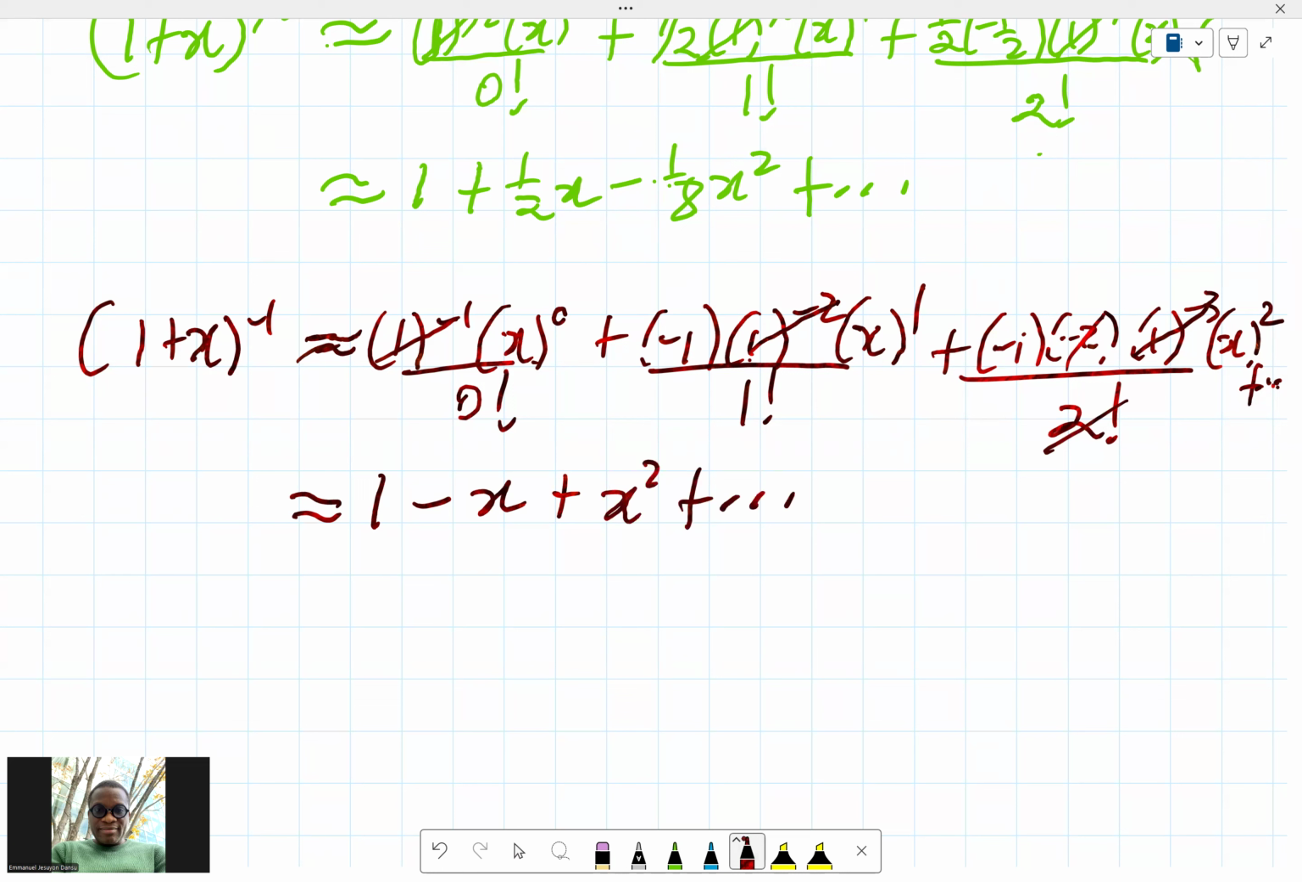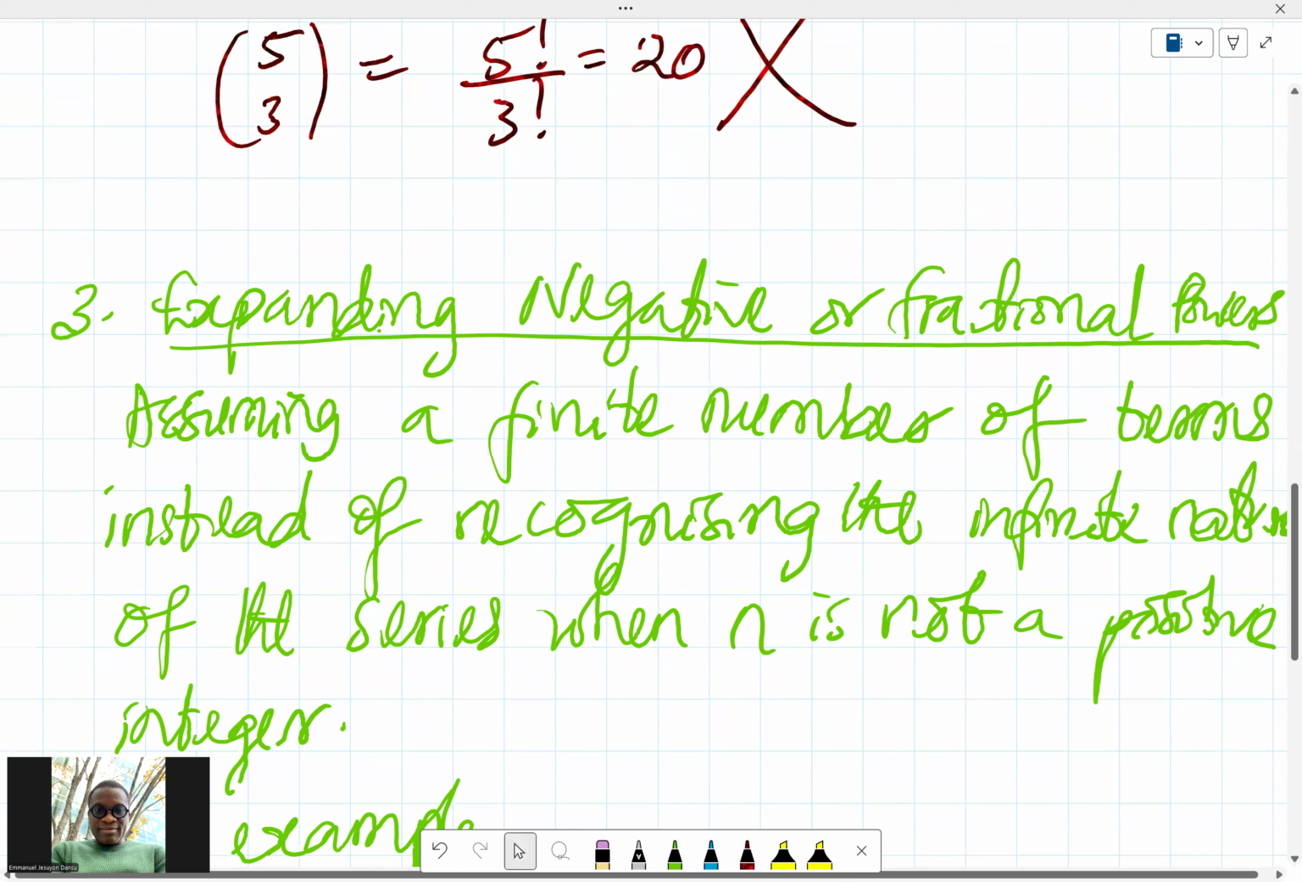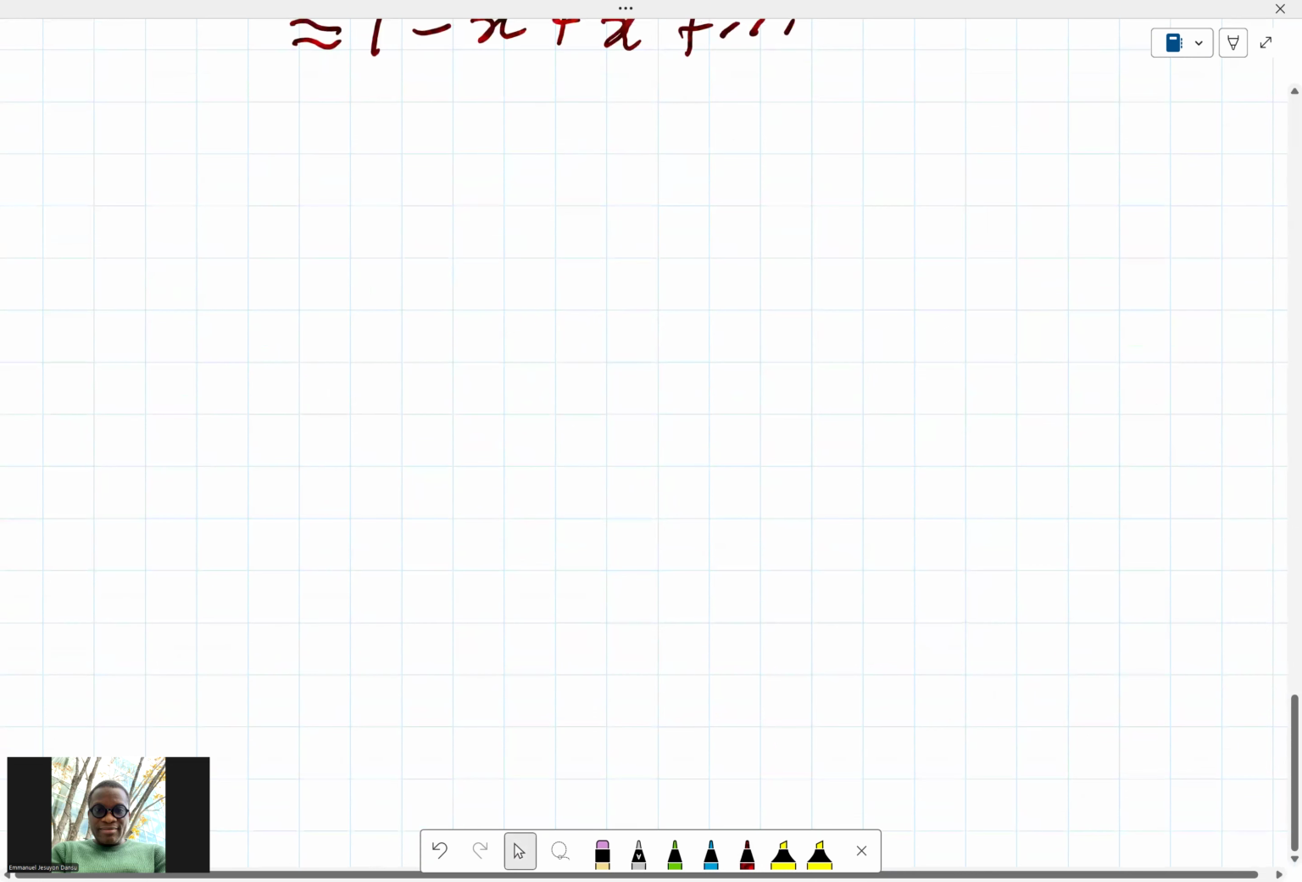So don't ever forget that when you have the power to be fractional or negative, then you never get all the terms of what you are dealing with. So that's a common pitfall you can get into. So you want to be very conscious of that reality. All right. So that's another situation you should pay attention to. That's error number 3, or pitfall number 3, if you like.